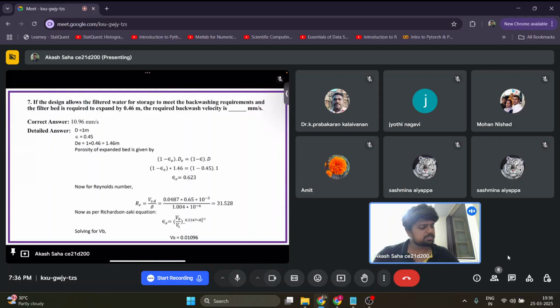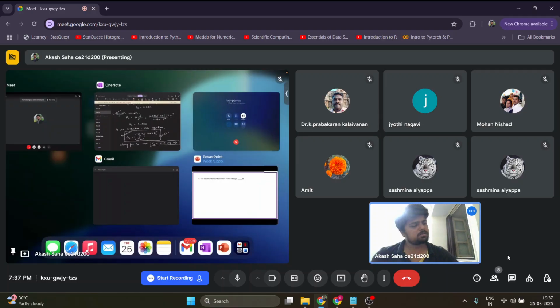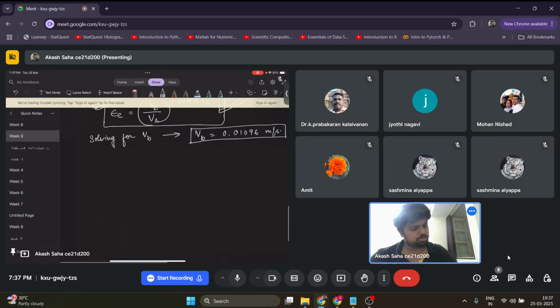Okay, so the same thing is given here. Again, in mm per second only they are asking, so 10.96. The head loss in the filter before backwashing is. So what is the head loss they are asking? Okay, so again a direct formula will be there. Head loss in this case, question number 8.